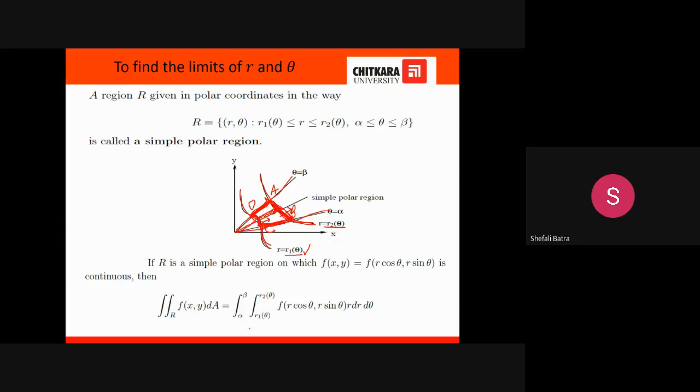So you will be writing here R1 theta and R2 theta. Now you need to slide this strip. You will be sliding it from here to here. When you slide it from here to here, the whole region would be covered, right? So theta is starting from here and going up to here.